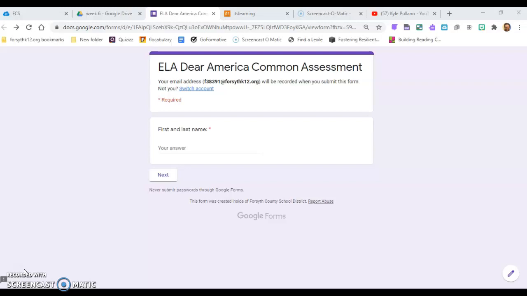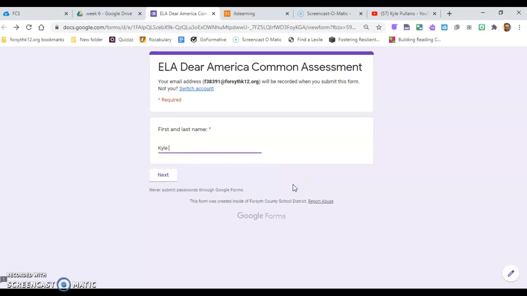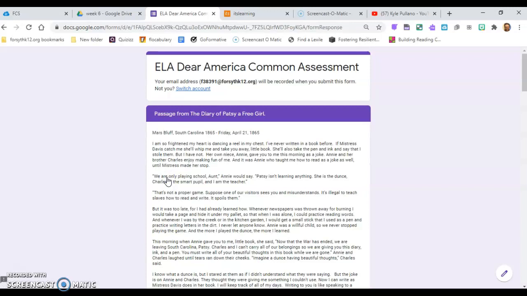So just want to point a few things out to avoid any confusion and to give you a little bit of help ahead of time. First section here, if you forget to, it will not let you go past. You have to type in your first and last name. Once you do that, then you will move on.